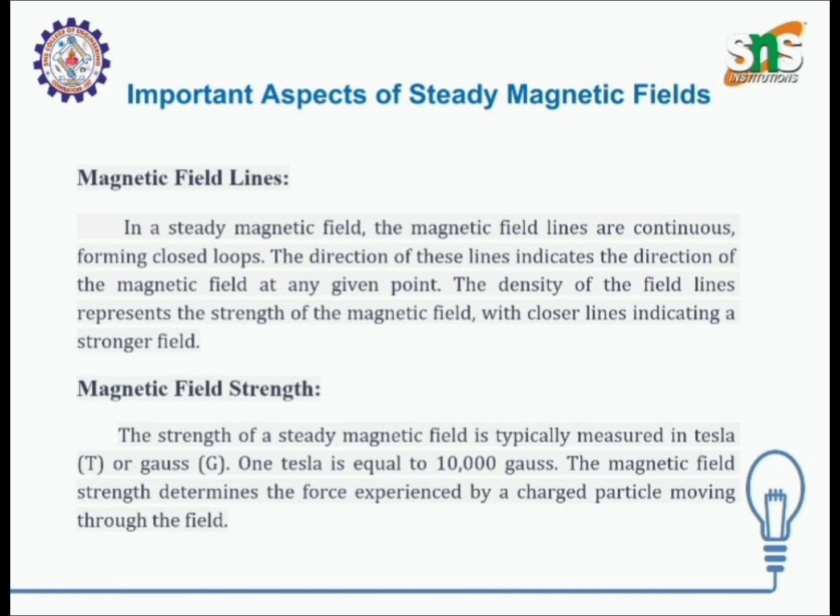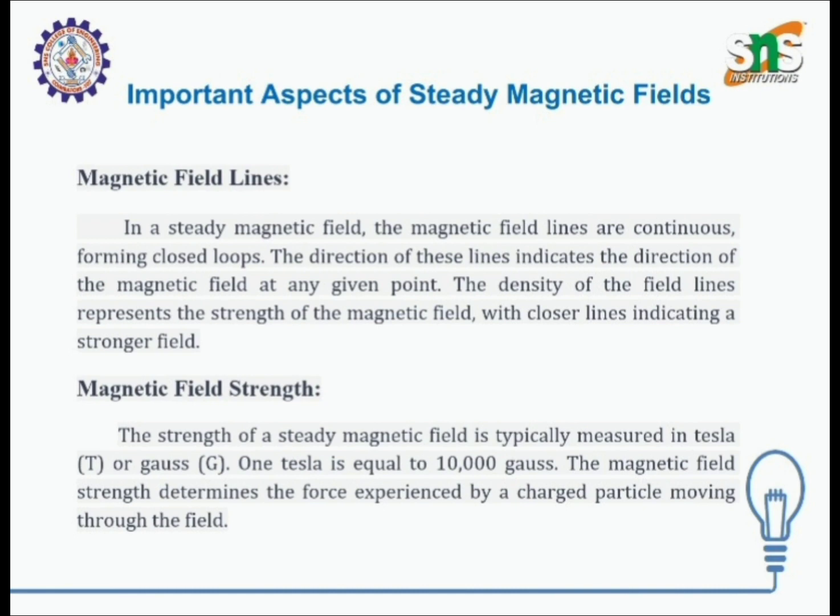One is magnetic field lines, another is magnetic field strength, next is magnetic flux density, and next is magnetic force. What are magnetic field lines? In a static or steady magnetic field, the magnetic field lines are continuous. They form closed loops. The direction of these lines indicates the direction of the magnetic field at any given point. The density of the field lines represents the strength of the magnetic field, with closer lines indicating a stronger field.